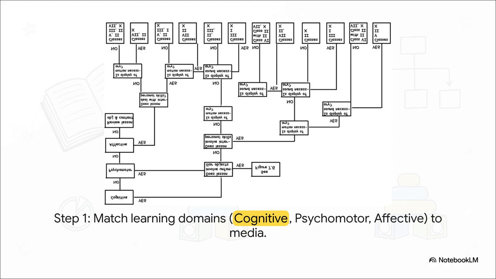The process kicks off by asking a really simple question. What kind of learning are we even talking about here? Are we teaching something cognitive, facts and ideas? Or is it psychomotor, which is all about physical skills, like learning to tie a shoe or play the piano? Or maybe it's affective, something focused on feelings, attitudes, or values. Where you start here totally changes the path you take.